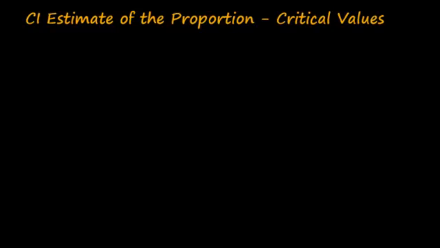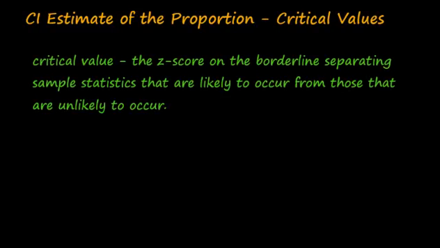Now we'll see what part critical values play in the confidence interval estimate of the proportion. So recall what we mean by a critical value. That's the z-score on the borderline, separating sample statistics that are likely to occur from those that are unlikely to occur. Remember, sample statistics. We're here talking about the proportion. We'll also be talking about the mean. Those are what we mean by the statistics, the p-hat, x-bar.